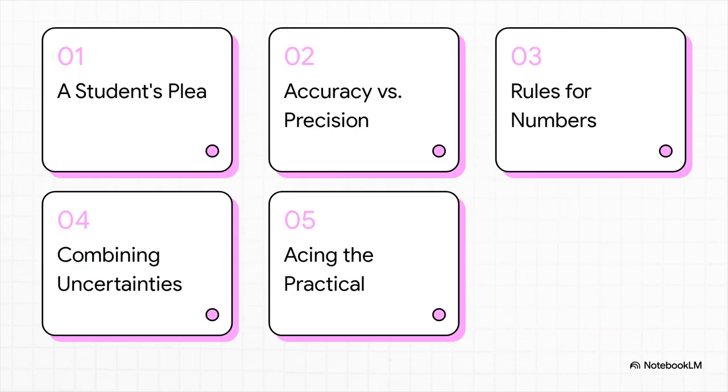So here's the game plan. We'll start by looking at that student's plea to really get to the heart of the confusion. Then we'll build a super solid foundation by nailing the difference between accuracy and precision. From there, it's all about the official rules for handling your numbers, the math behind combining uncertainties, and finally, we'll pull it all together so you can walk into your exam feeling totally confident.